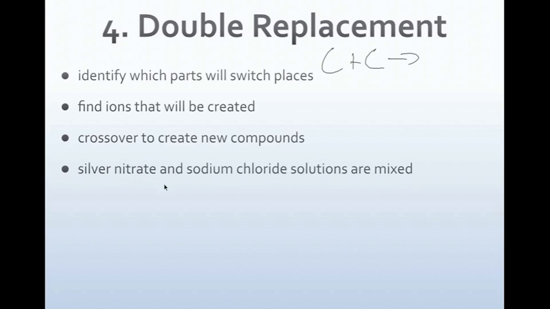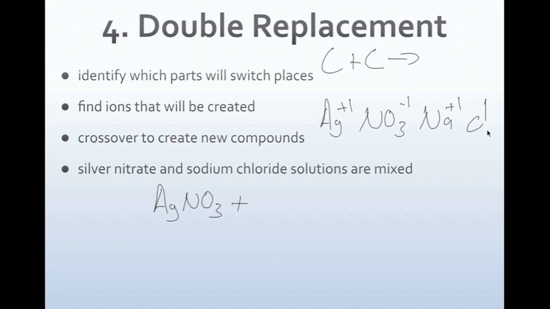So here we have silver nitrate and sodium chloride solution mixed. We take our silver nitrate and crisscross to make our reactants before we make our product. Silver is Ag, which is +1, and nitrate is NO3, which is -1. We crisscross and we get silver nitrate, AgNO3. Then we have sodium chloride. Sodium is Na, +1, and chlorine is Cl, -1. We crisscross and we get NaCl.